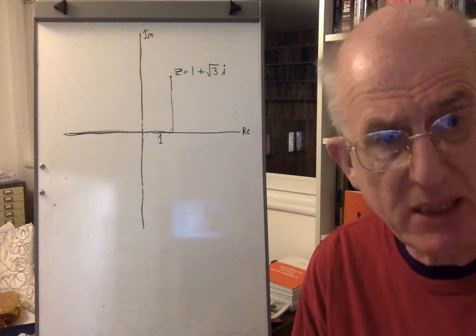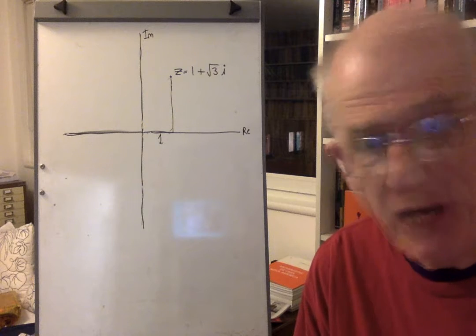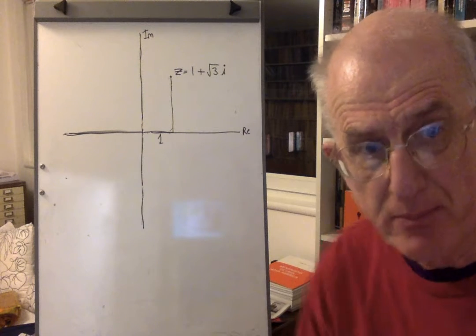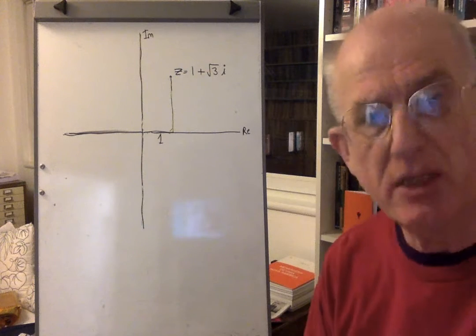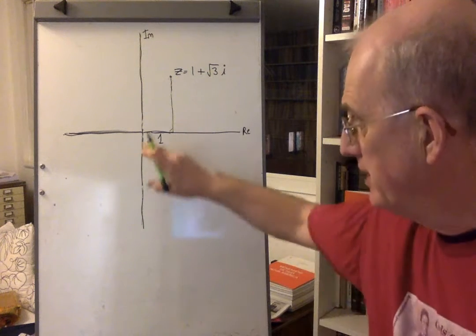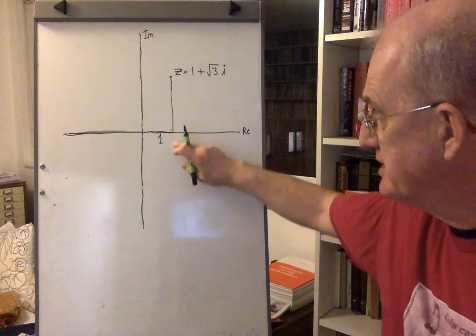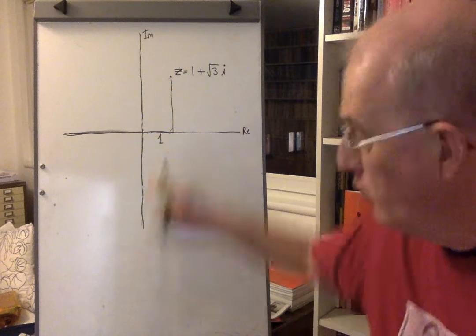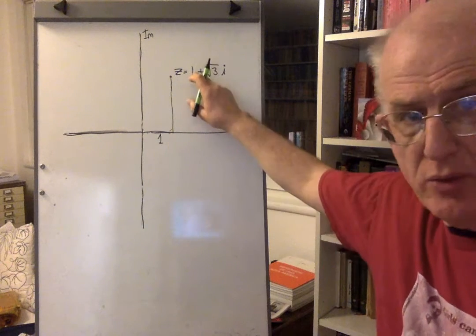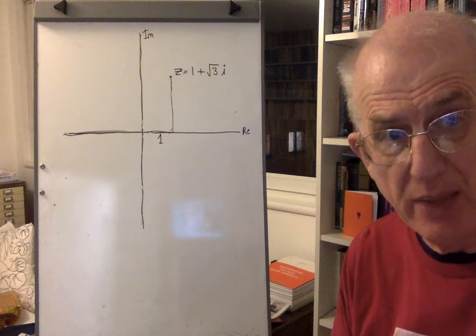Okay, so complex numbers are just points in a number plane with rules for adding and multiplying them. Here's a complex number, and it's described in the usual way by the distance across, which is called the real part, and the distance up, which is called the imaginary part. So it's 1 unit across, root 3 units up, it's 1 plus root 3i.